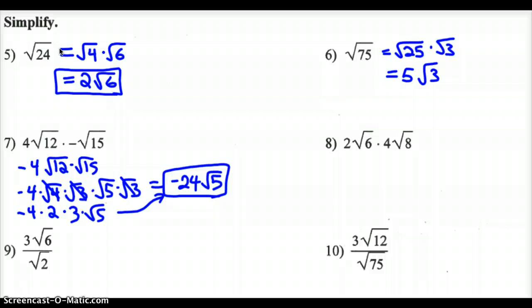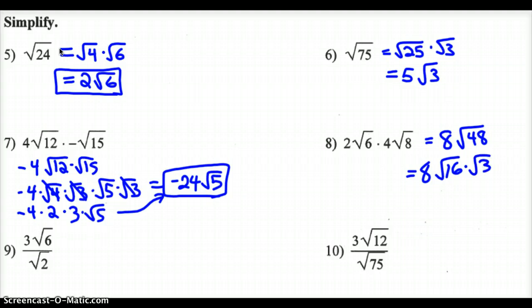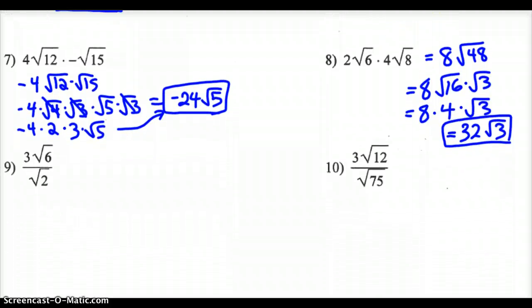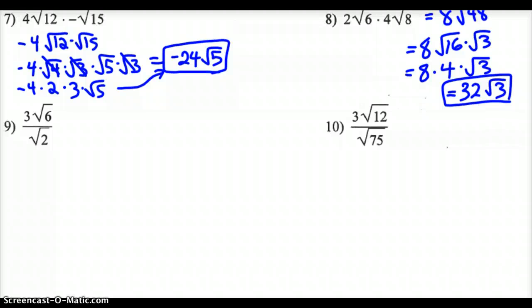Different way to do it here is just to multiply everything. Outsides multiply to 8, insides multiply to 48. 48 is 16 times 3. Square root of 16 is 4. Like that. And so final answer here is going to be 32 root 3. Okay. Making some room for these last couple here.